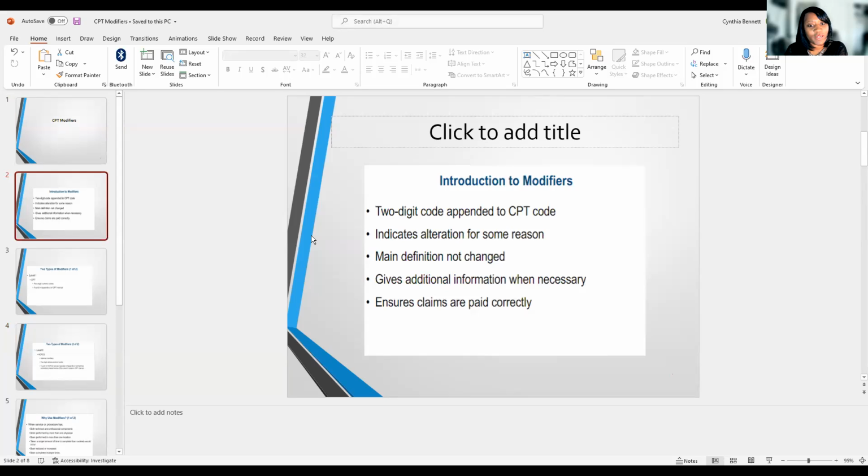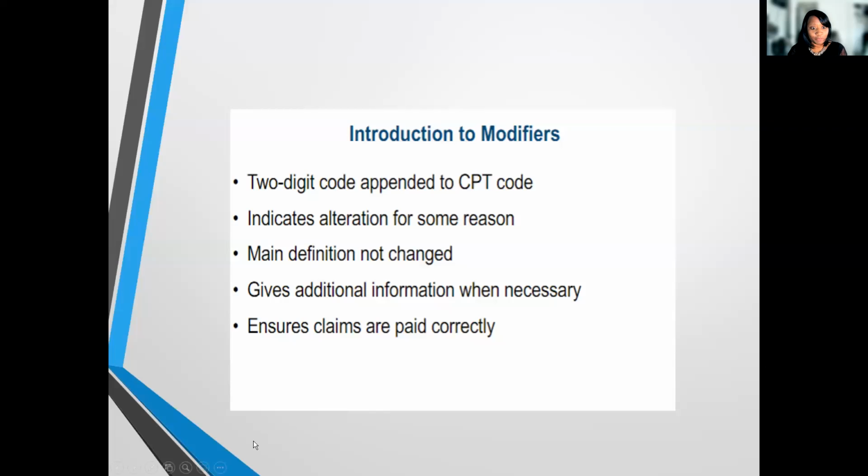So modifiers are basically two digits that you're going to append onto your CPT code. It indicates that there is some type of change done to that code. When you read the description of that code, the description is going to remain the same. So the main definition is not changed. It gives additional information when necessary, and it ensures that your claim will be paid correctly.